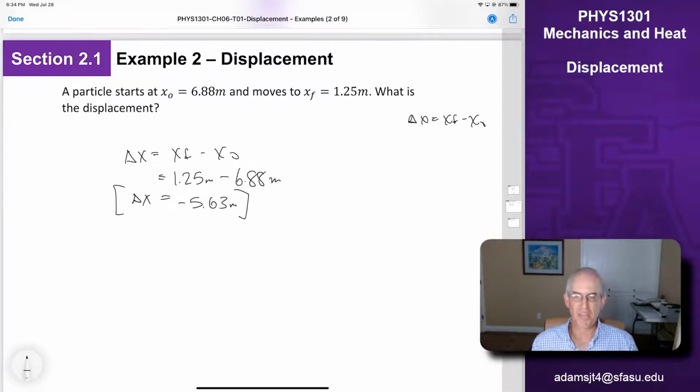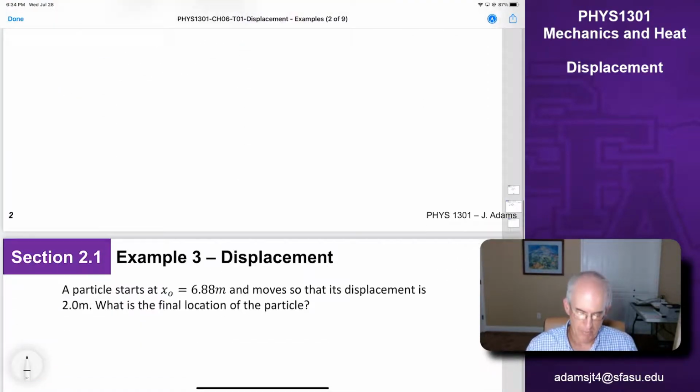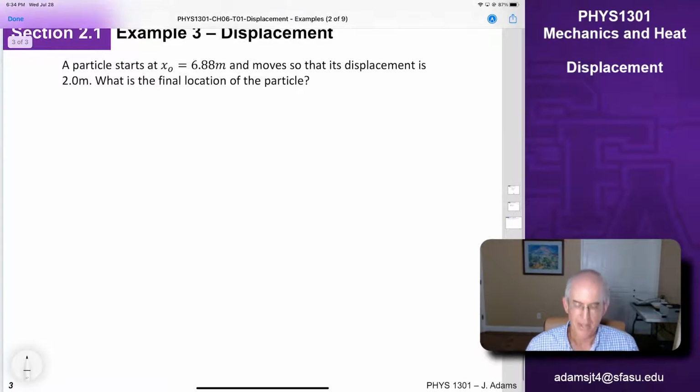And we have a negative sign. Remember, displacement is a vector. It has magnitude and direction. Here the magnitude is 5.63 meters, and negative is going to tell us that we've moved from some point on the x-axis to a position that's left of where we began. Let's see what happens in example 3. All right, here we're going to do what I was implying before.